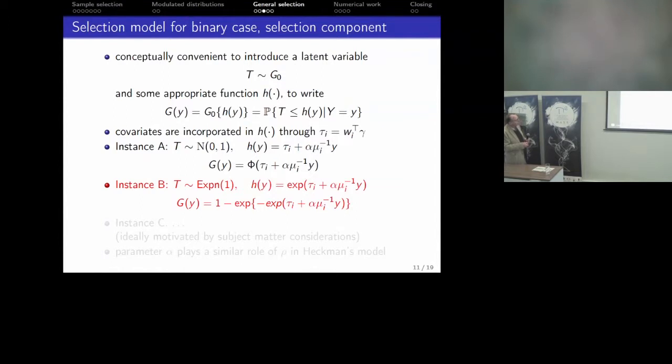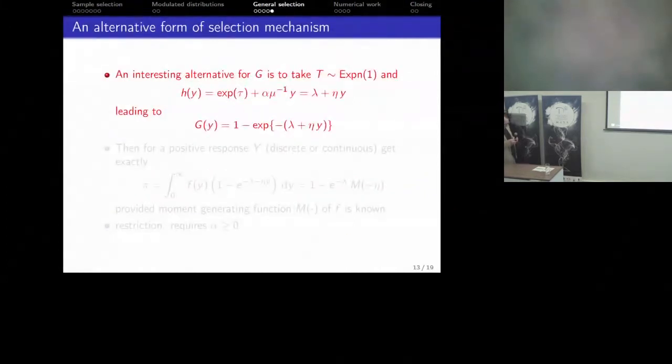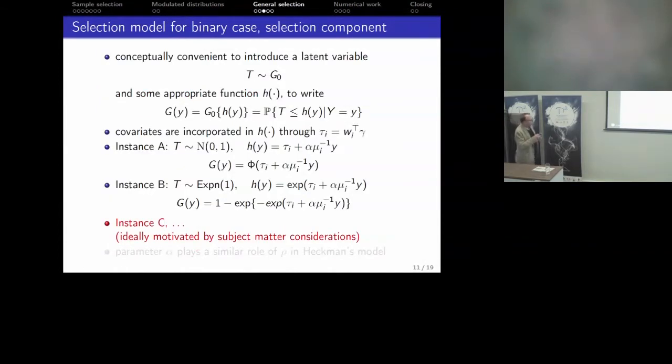Another example is this one. Say capital T is exponential. The exponential has a support on the positive line. So h of y has to be positive, and therefore we put an exponential in front, and then we get this sort of expression. So G of y is of this form, which is essentially the Gumbel distribution. But these are only two possible cases. You can think of many others, and ideally you could think of one which is motivated by subject matter consideration, the phenomenon of interest. So you have the possibility to incorporate subject matter consideration into the model, which I consider an advantage compared to computational approaches.